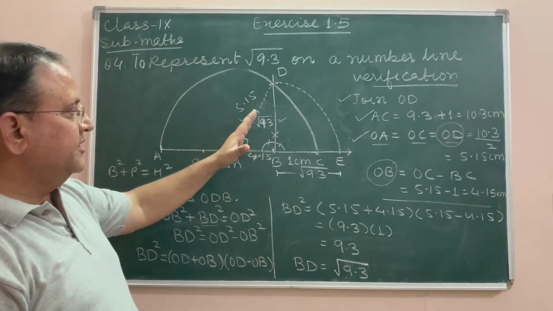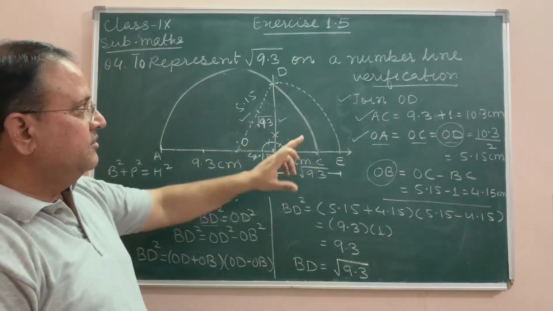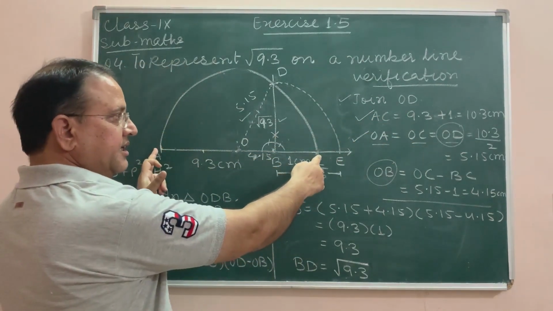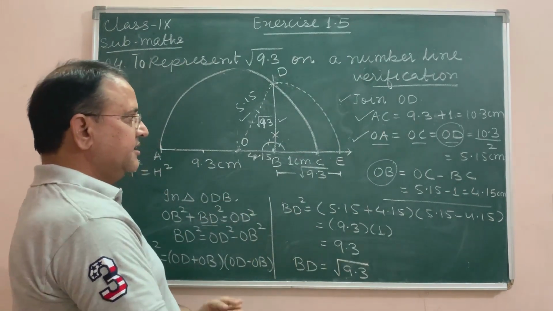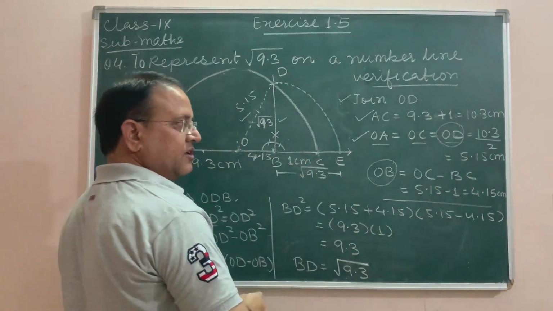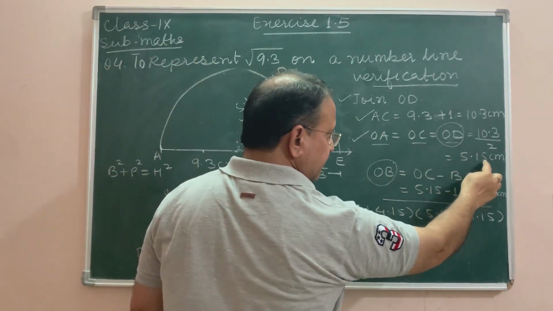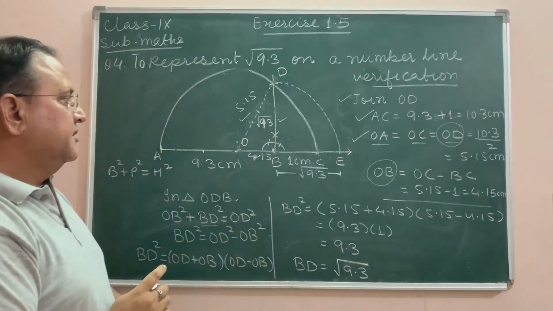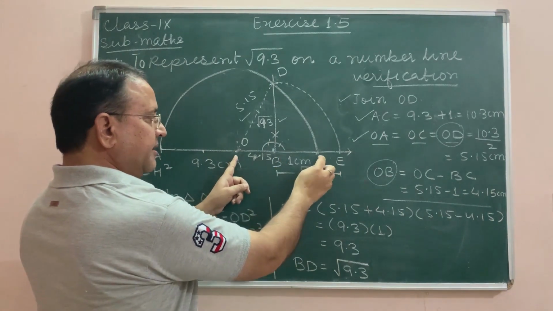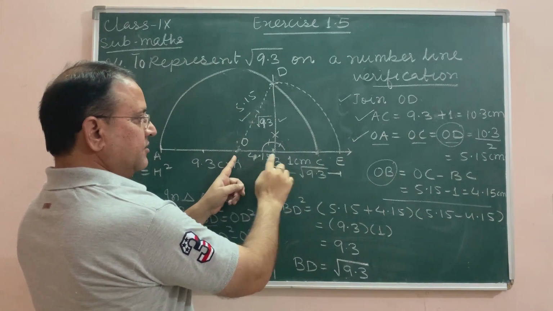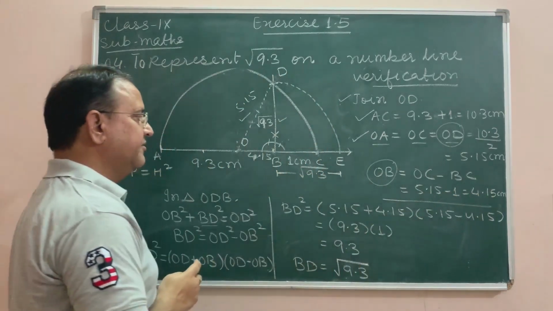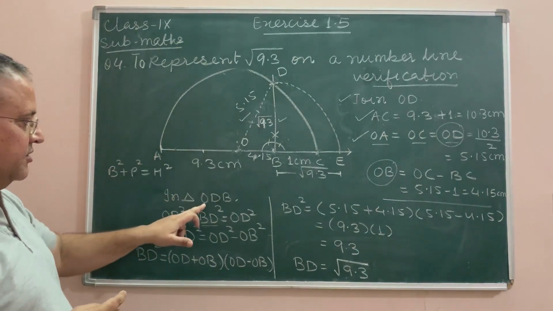So this we can find with the help of Pythagoras theorem. First we will join OD, then we will find the length of AC. AC is the diameter of the semicircle. Then we will find the length of all three radii, which is half the length of the diameter, that is 5.15. Then we will find the length of OB. Length of OB will be OC minus BC, that is 5.15 minus 1, which is equal to 4.15.